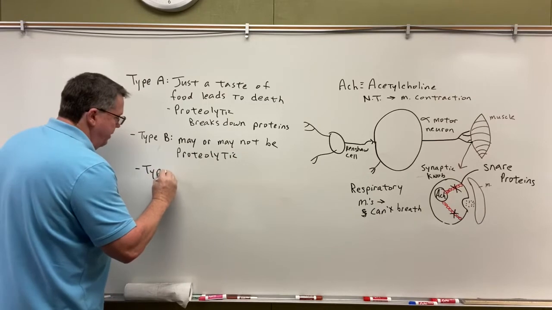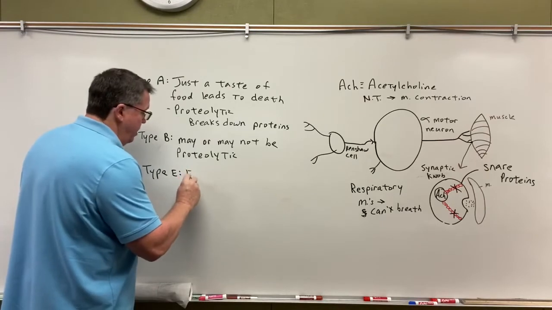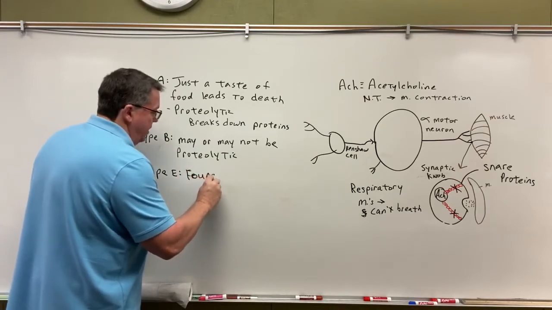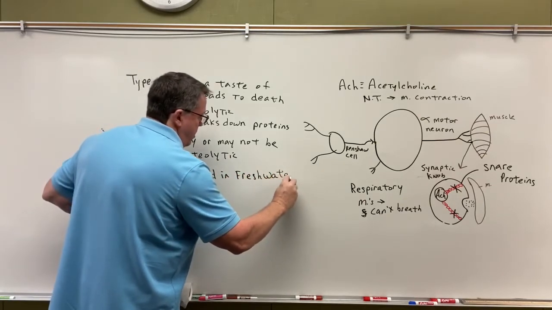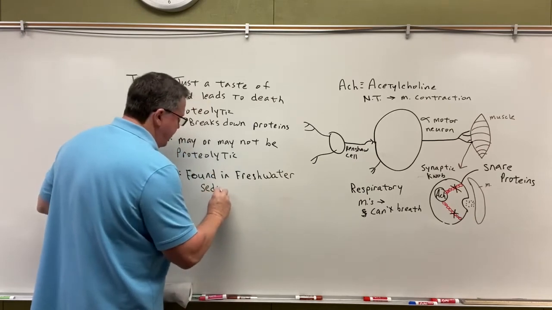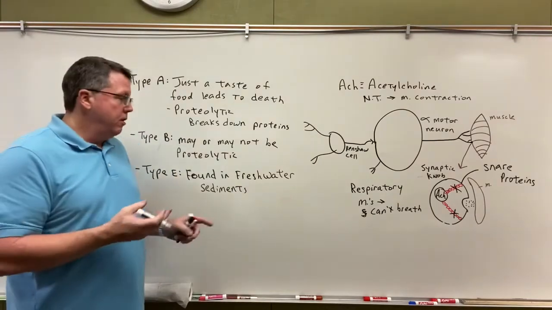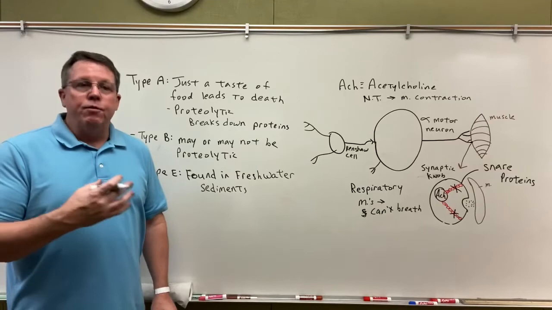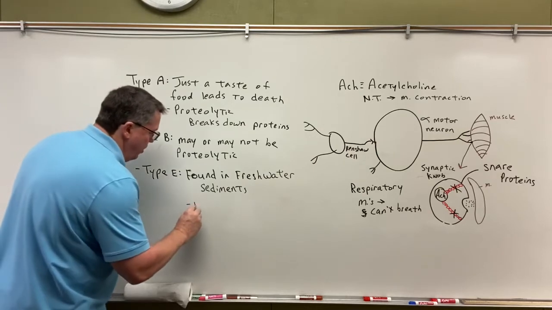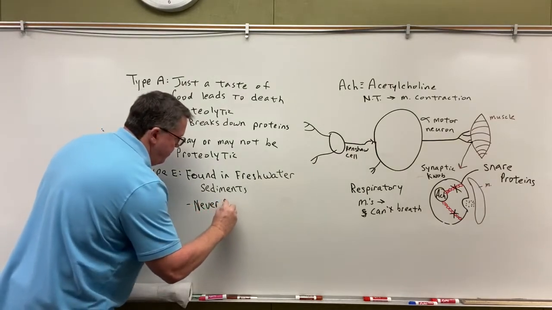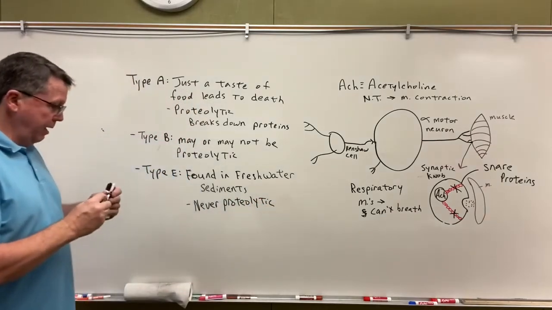Another type is type E. This is found in aquatic and marine environments, in fresh water, in sediments, usually in the sand of fresh water. This is usually going to be found in fish, so people would get this from eating fish. The good thing about this one is if you boil your food, it actually breaks down the toxin and therefore it won't be deadly. But this is never proteolytic. So there's just 3 types of toxins.